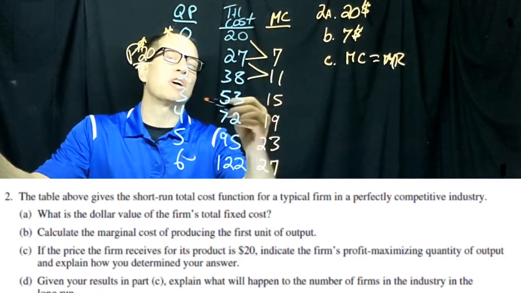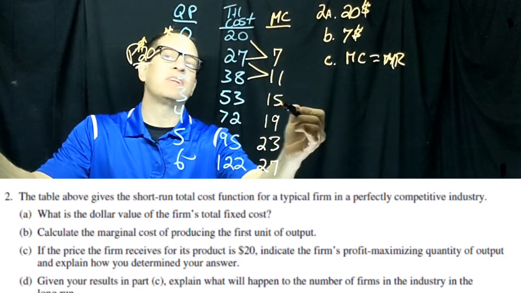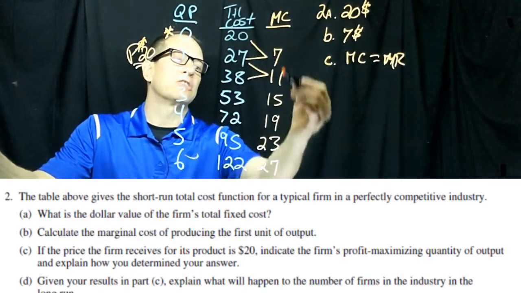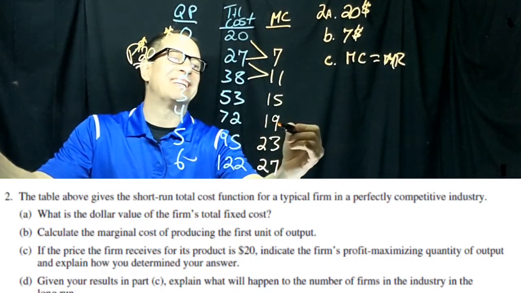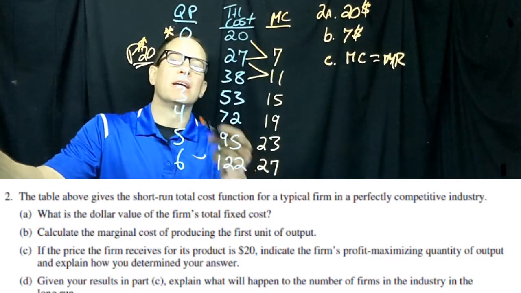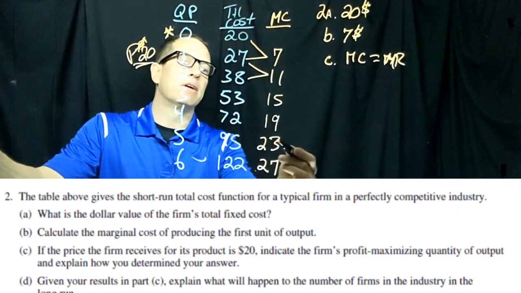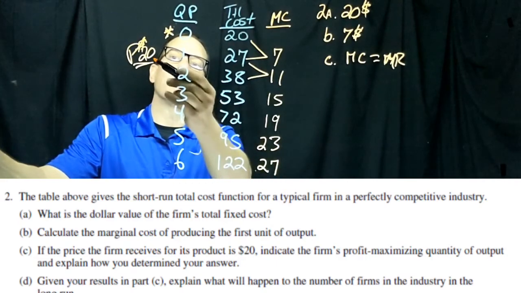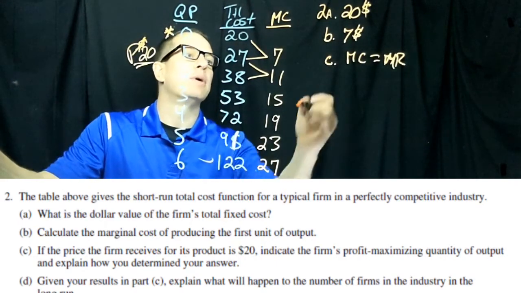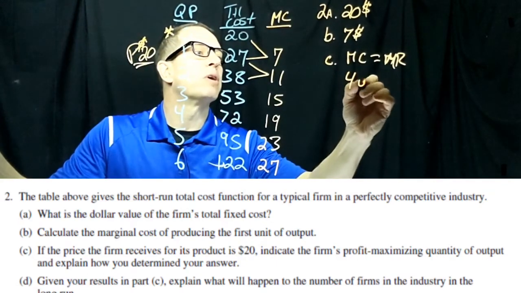My next additional cost for the 3rd unit being produced is 15. I'm going to sell it for 20. I'm making money. My next additional cost for producing 4 is 19. I'm going to get 20 bucks for it. Definitely. All of a sudden I get to level 5, where my additional cost to produce the 5th unit is 23. I'm only getting $20 for it. I'm not going to produce at that level. So I produce 4 units.